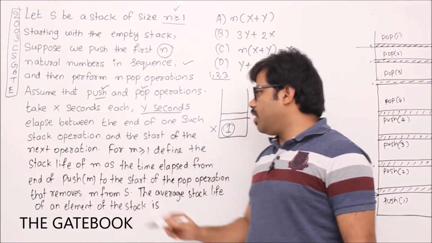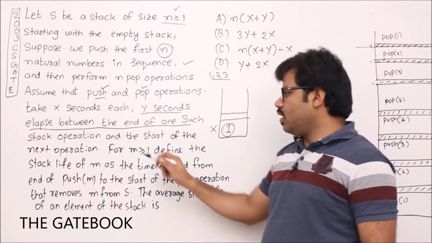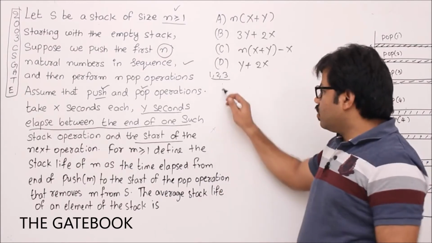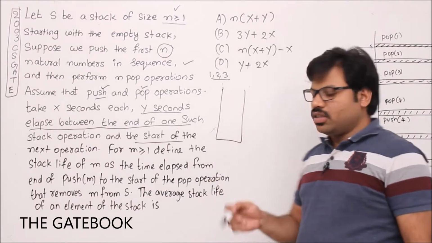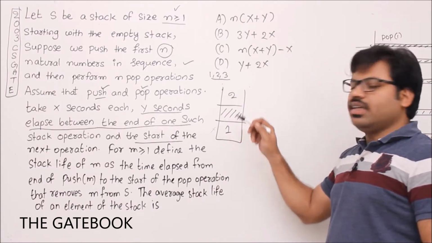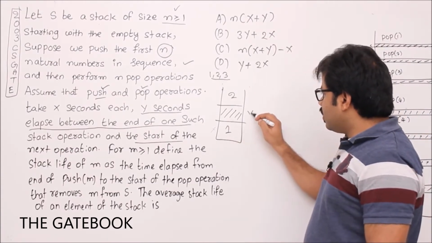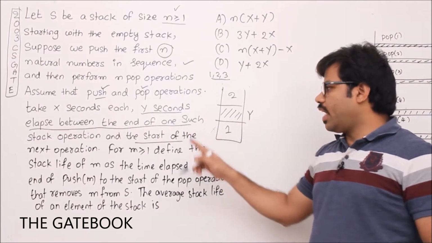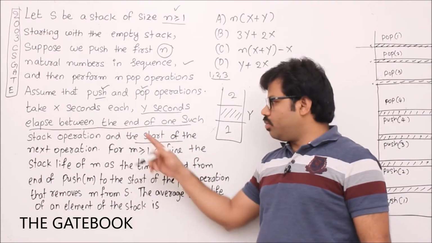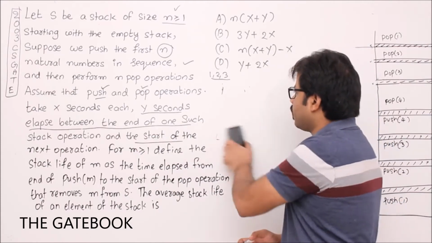Now, y seconds elapse between the end of one such stack operation and the start of the next operation. That means between two stack operations there is a delay. Since it's a machine, when you push some element, example 1, after that to push one more element, 2, we should stop for some time. There is a delay. Maybe that machine has to get stabilized. That delay is given as y. It is there between any two stack operations, push or pop, and the start of the next operation. Between every two operations, there is a delay, that is y. Fine.